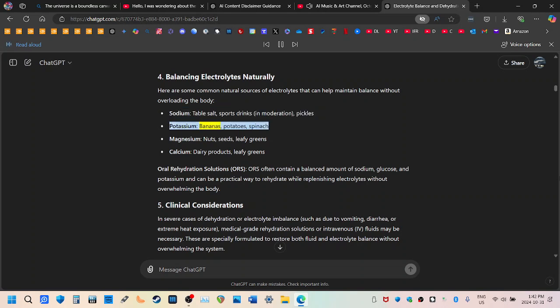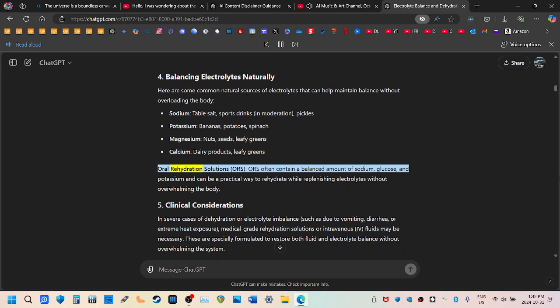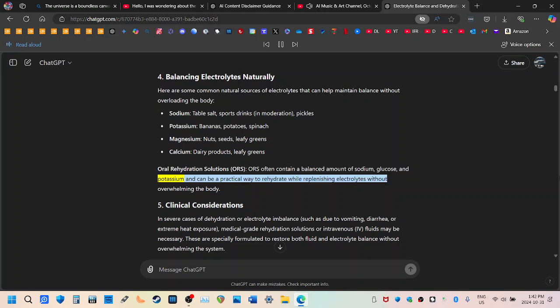Potassium: bananas, potatoes, spinach. Magnesium: nuts, seeds, leafy greens. Calcium: dairy products, leafy greens. Oral rehydration solutions, ORS, often contain a balanced amount of sodium, glucose, and potassium and can be a practical way to rehydrate while replenishing electrolytes without overwhelming the body.